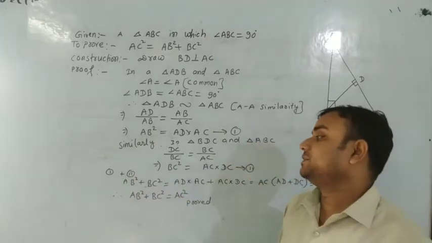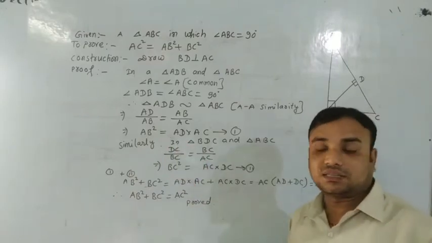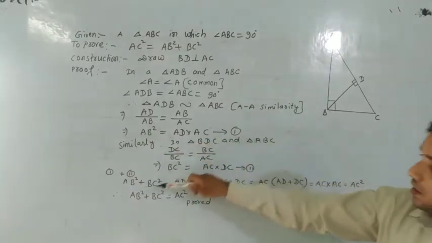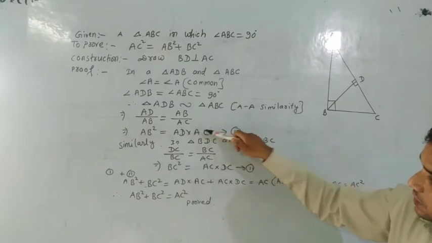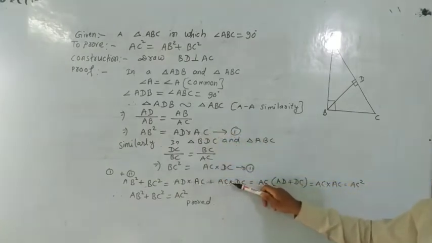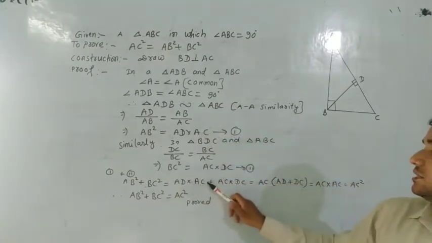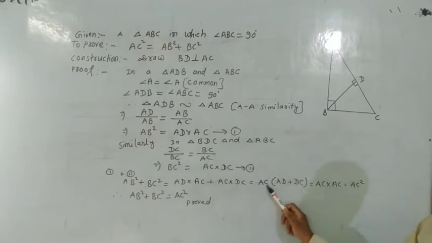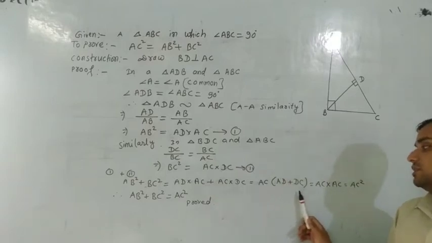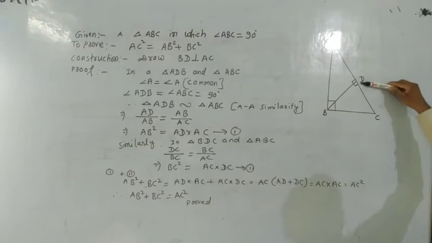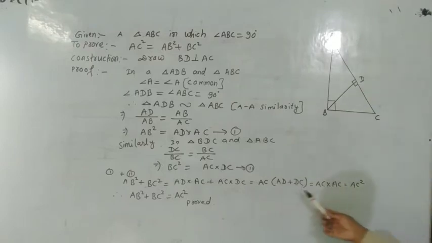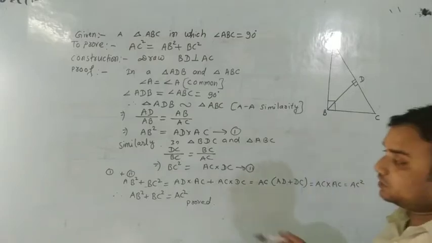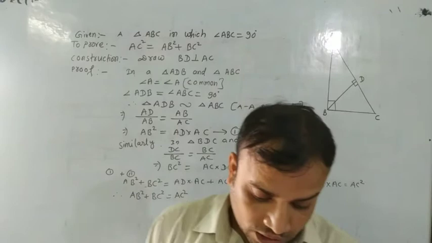Add the first and second, LHS to LHS and RHS to RHS. Now AB square plus BC square equals AD into AC plus AC into DC. AC is common, so we take AC common, then AD plus DC, which equals AC. So we put AC here: AC into AC, AC square. So dear students, this is proved.